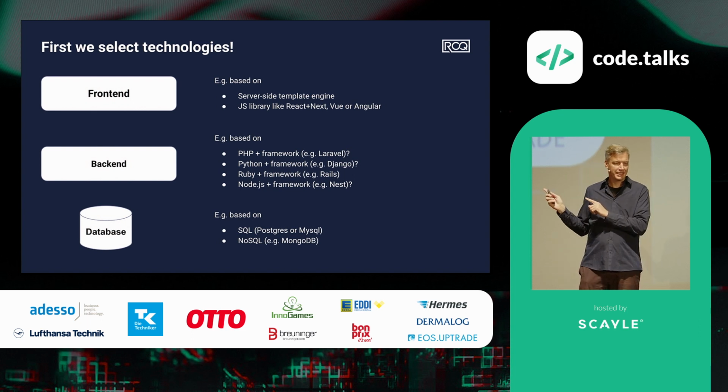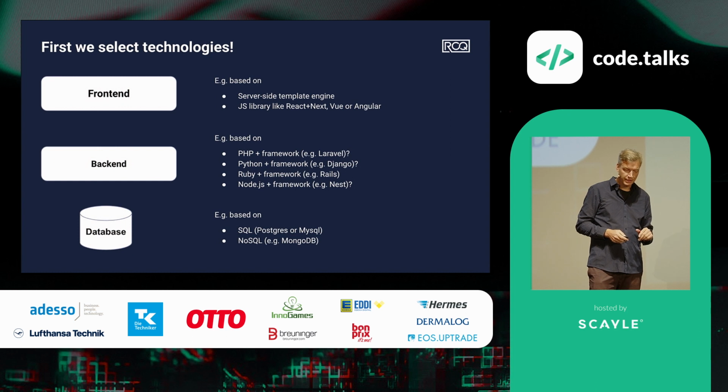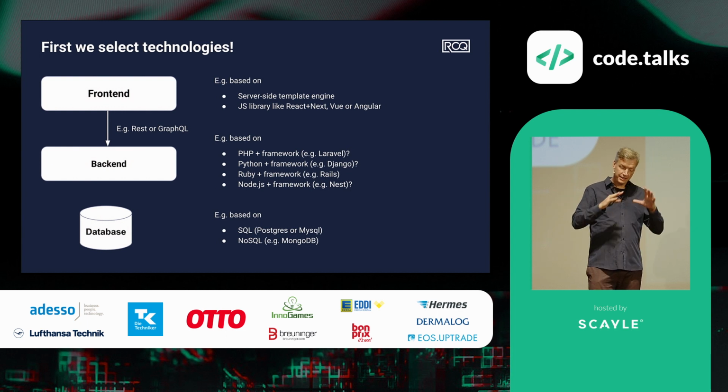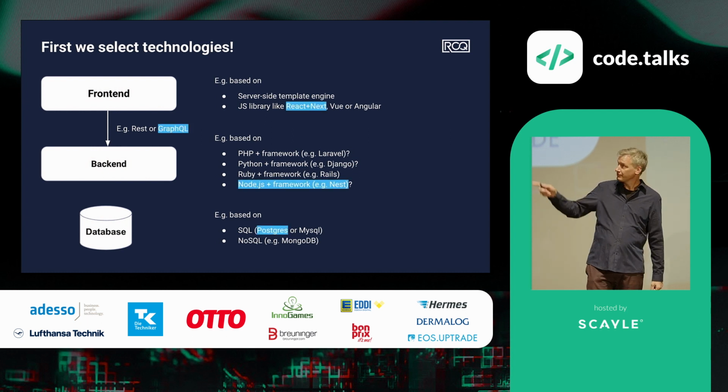So this is how you would usually start. You would create the stack, define your technologies, and I forgot something. You would also need to decide which type of API you would like to have, a REST or GraphQL API. So when you have this decided with your team, then you go and start building it.